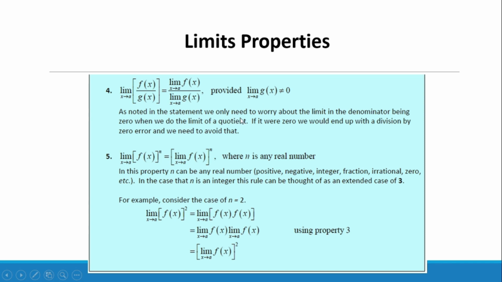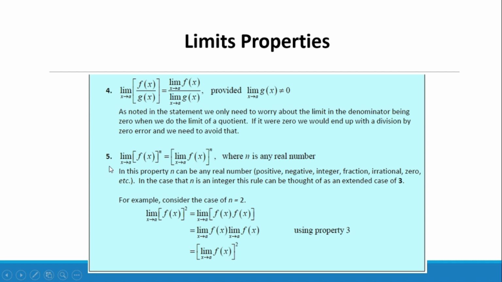As noted in the statement, we only need to worry about the limit in the denominator being 0 when we do the limit of a quotient. If it were 0, we would end up with a division by 0 error, and we need to avoid that.